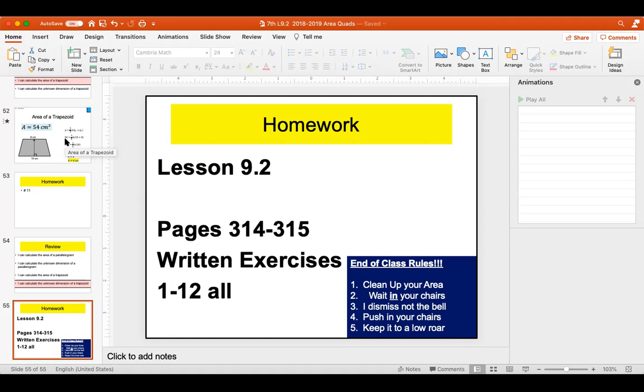But the two bases have to be in parentheses. You have to add them together first. Okay, cool? Yep, bye. Okay. See ya.